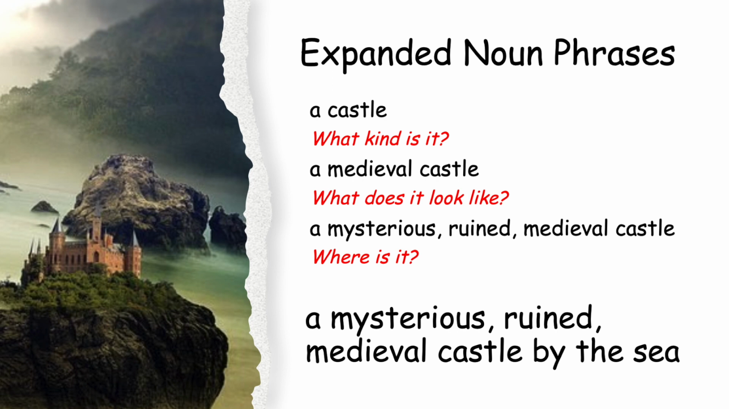An adjective is a word that describes a noun, by answering one of these three questions: what kind is it? How many are there? Which one is it? For example, a medieval castle, a mysterious, ruined medieval castle.